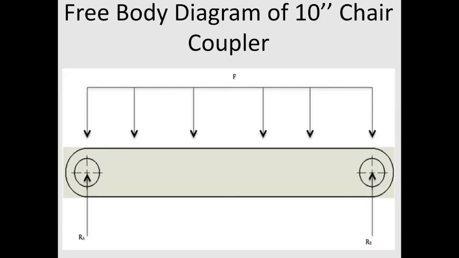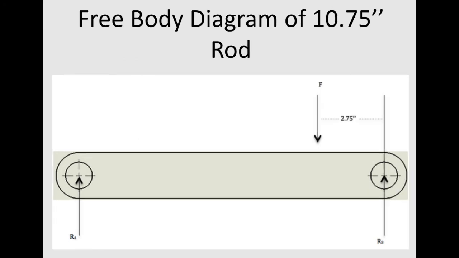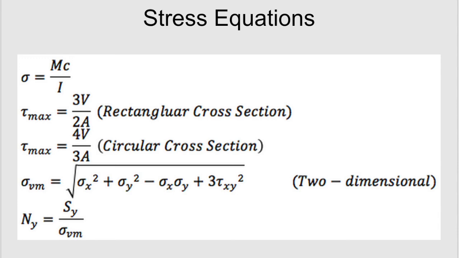The coupler can be modeled as a beam with fixed ends and has a uniformly distributed load along the coupler. The rod can also be modeled as a beam with fixed ends with a single force pushing on the rod. Since the rod is in motion, we can use the values found from the force analysis. With the intended 100-pound load, we had a safety factor for the coupler of 3.2. With these safety factors, we can expect the chair to withstand 100 pounds comfortably.